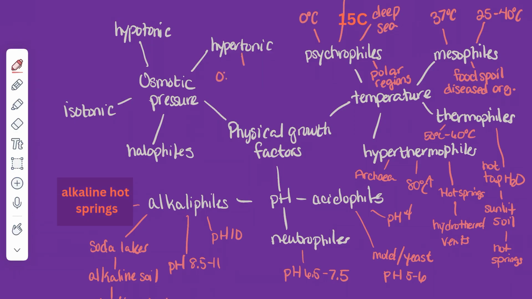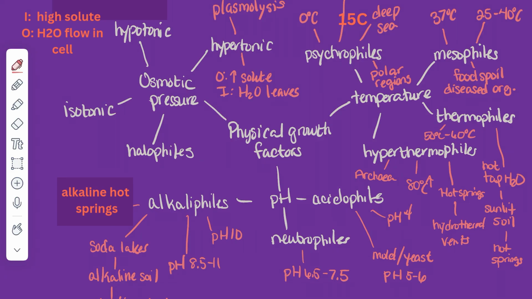Onto osmotic pressure. First one is hypertonic. So what happens on the outside of the cell? Well, there's an increase of solute. In the cell, water leaves. Also associated with hypertonic is plasmolysis. It is the breaking of the plasma membrane.